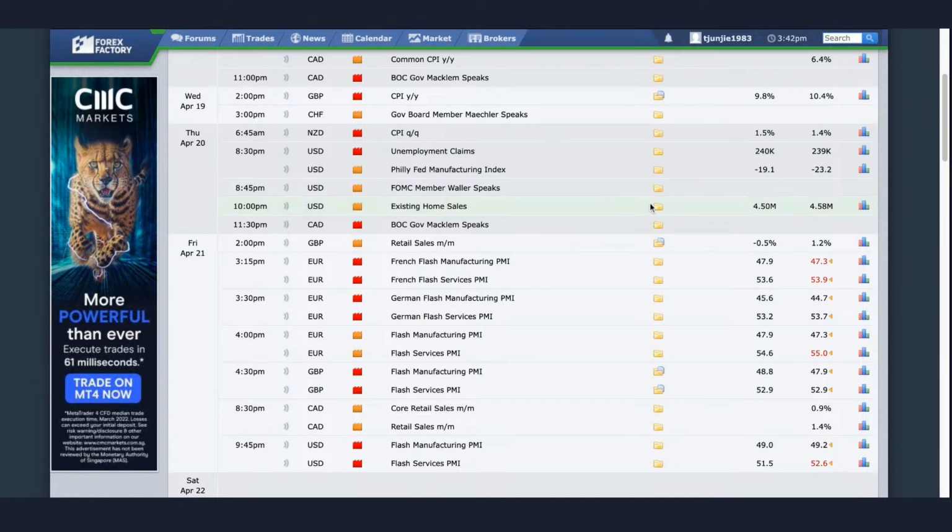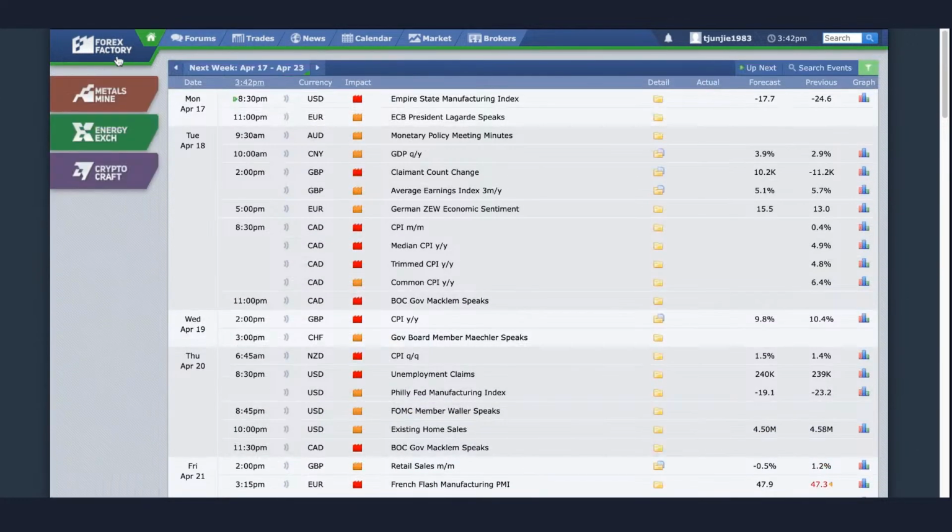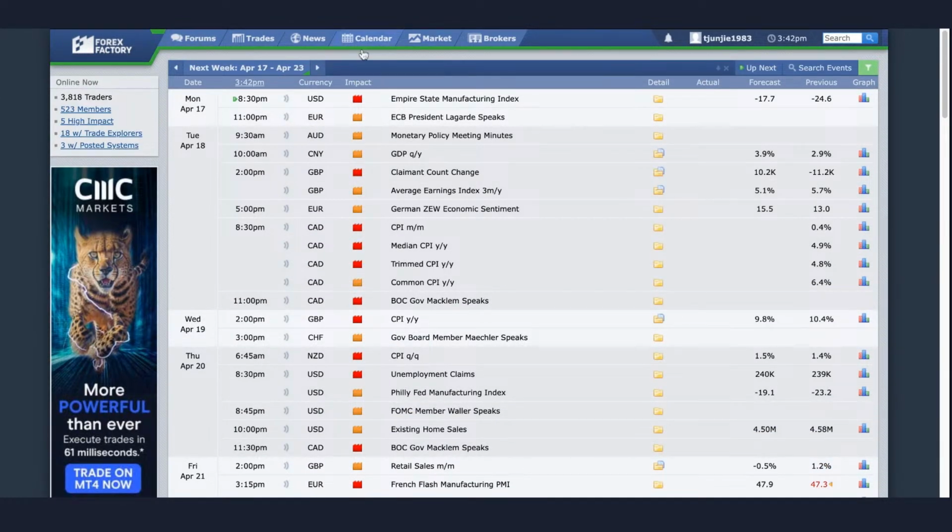If you're not aware of the Forex Factory calendar, you can head over to the Forex Factory website, where you can take a look at what is going to happen for the week to come in terms of forex news.